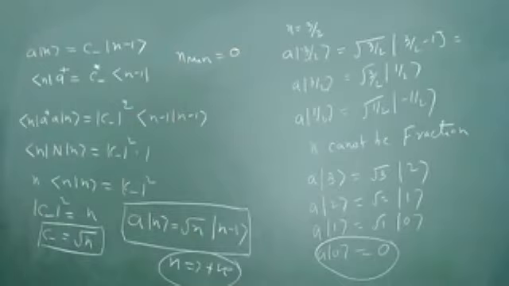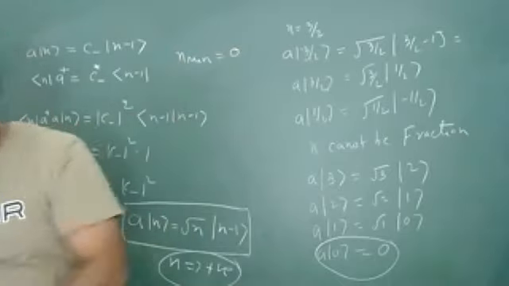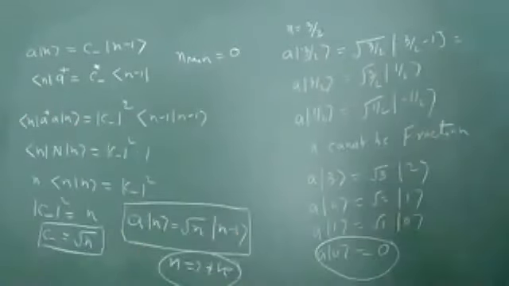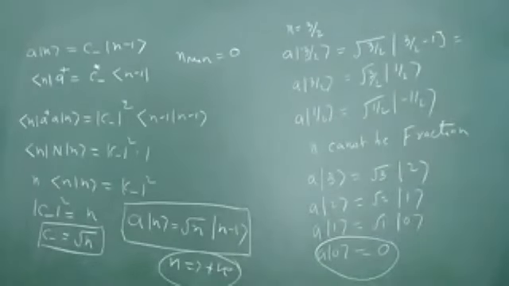So just look at this thing. I am just coming. Okay. Are you satisfied with this logic, that the minimum value of n can be 0?